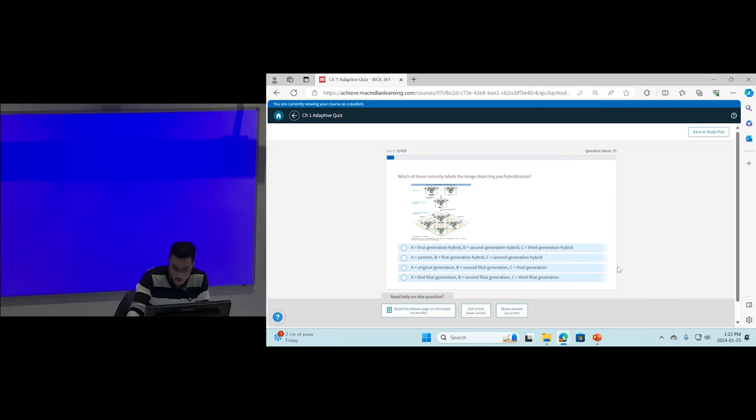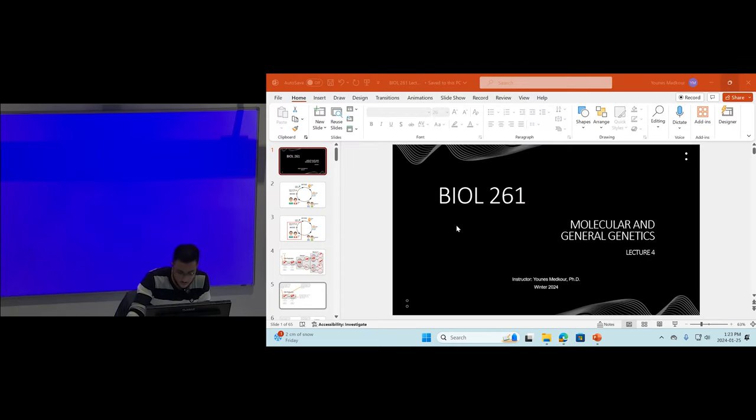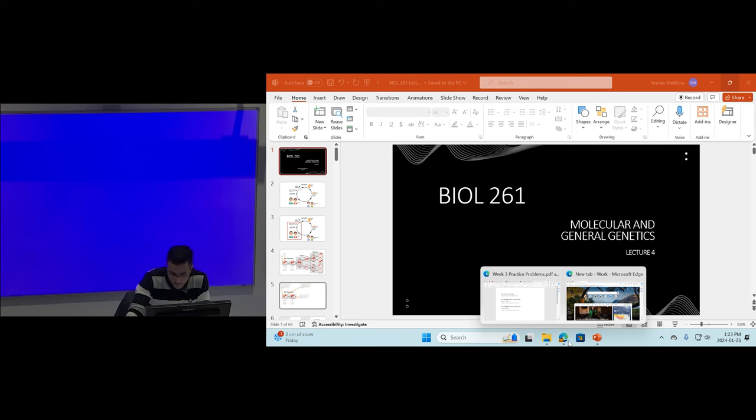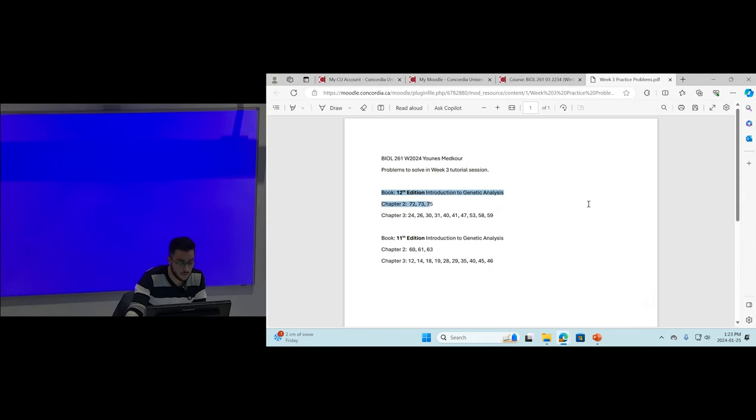I found the equivalents for the problems. So if you have the 11th edition, I'll be posting it. Where's the other page? One second. Let's find it. So I'll be posting it like this. So 72 for 12th edition means 60 for 11th. Okay. This way you don't have to go to the library every week to get the problems.